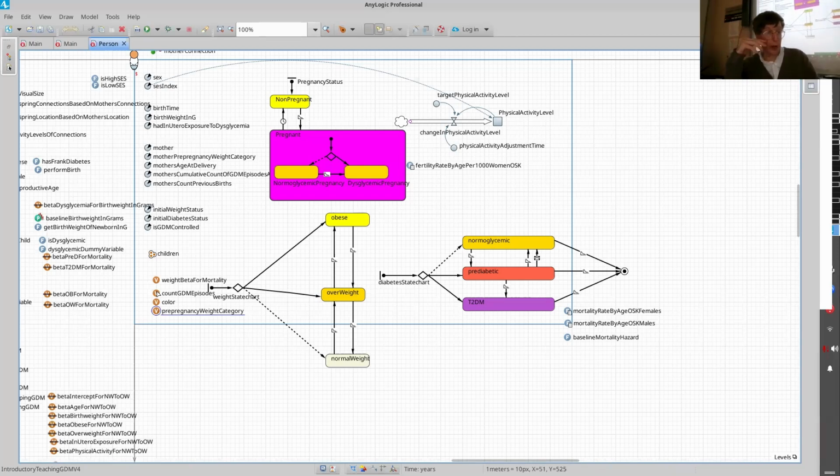Count GDM episodes records how many bouts of gestational diabetes the individual depicted as an agent has encountered thus far. It's an aspect of their history that might be of interest to us for several reasons. One is it could be used to drive dynamics if we thought it was important, could play a causative role. Second of all, it could serve as an important outcome for us to compare against empirical data.